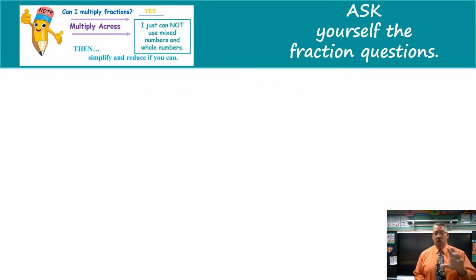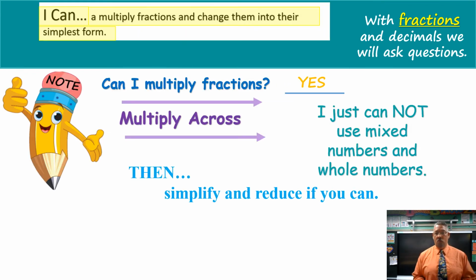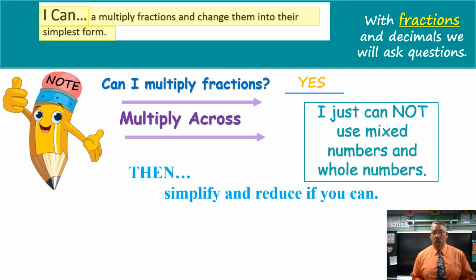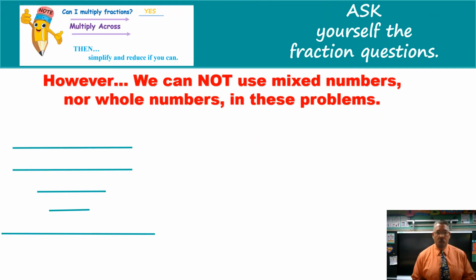All right. So inside the box on that first page, I want you to put, "I cannot use mixed numbers and whole numbers." The box was left there for you to fill that in. So pause that, write it down, and then we'll continue on so we can see what that means.